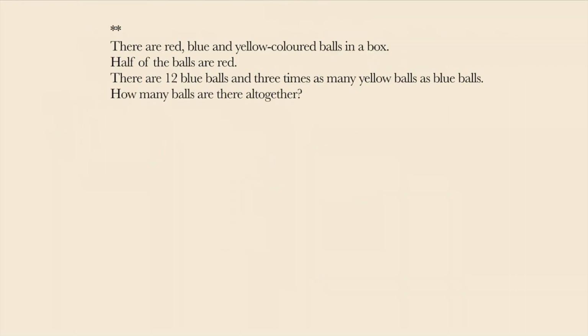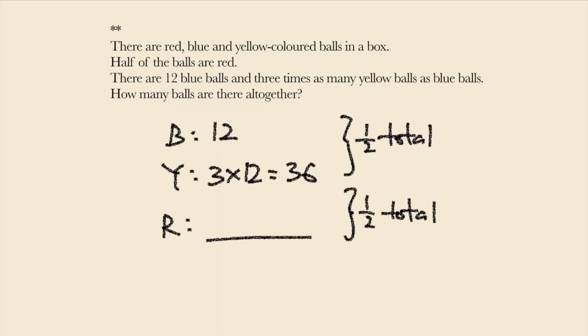There are red, blue, and yellow colored balls in a box. Half of the balls are red. So now, half are red. What about the other 2 colors? Blue and yellow. Those are going to be half as well. So I have drawn a blank because they haven't given me any information about red. But I do know that because this is half, the other 2 colors must be half as well.